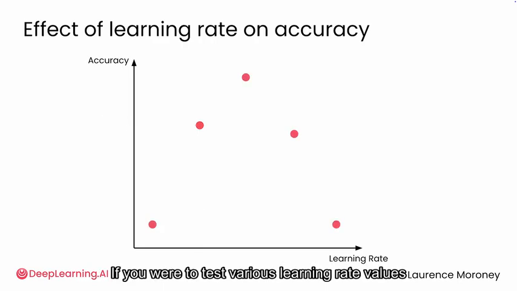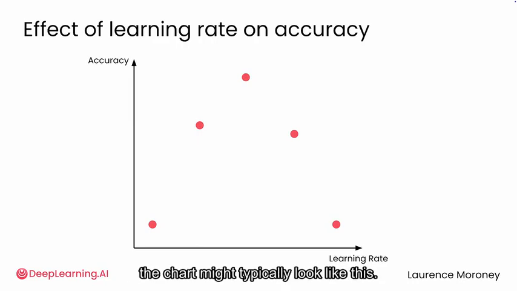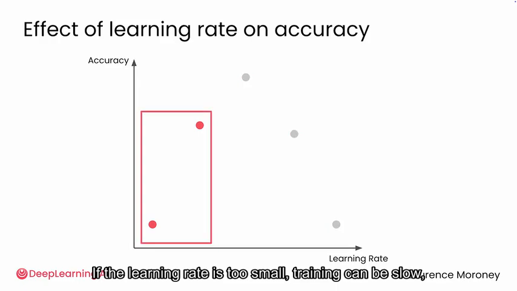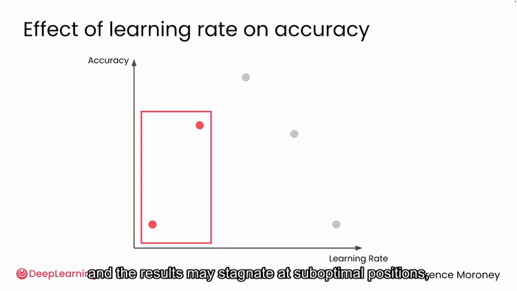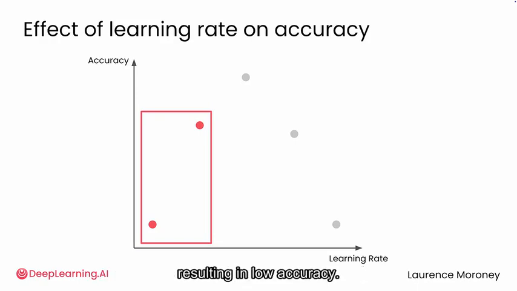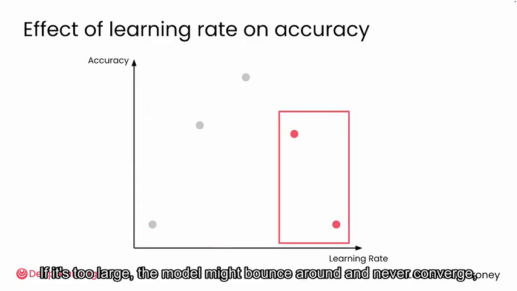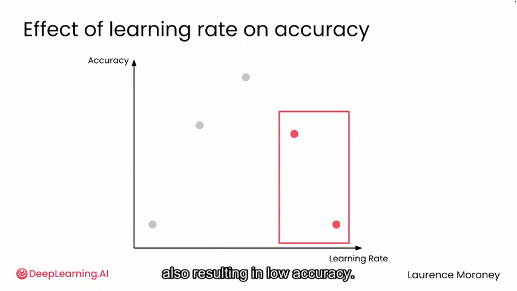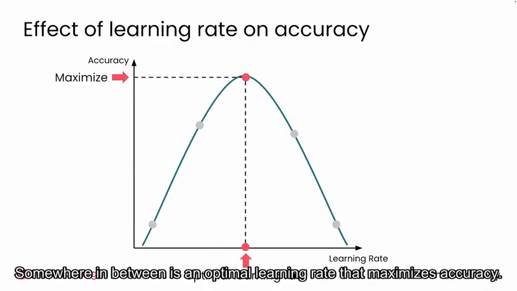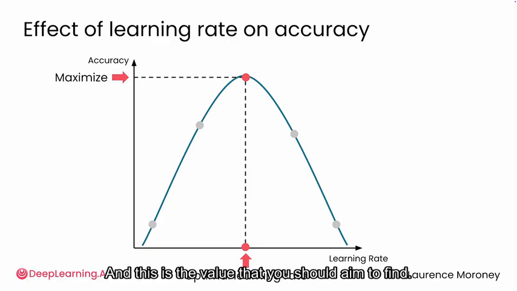If you were to test various learning rate values and determine the accuracy for each one, the chart might typically look like this. If the learning rate is too small, training can be slow, and the results may stagnate at suboptimal positions, resulting in low accuracy. If it's too large, the model might bounce around and never converge, also resulting in low accuracy. But somewhere in between is an optimal learning rate that maximizes accuracy, and this is the value that you should aim to find.